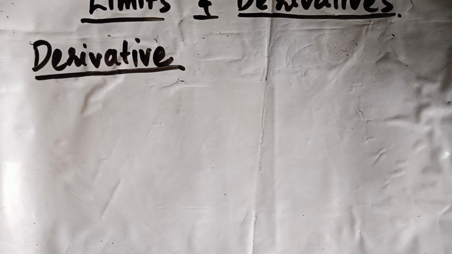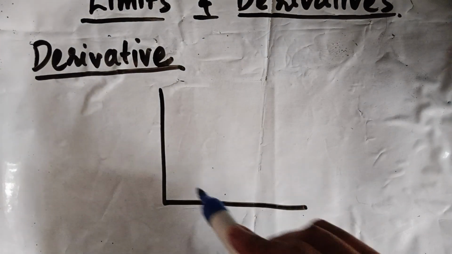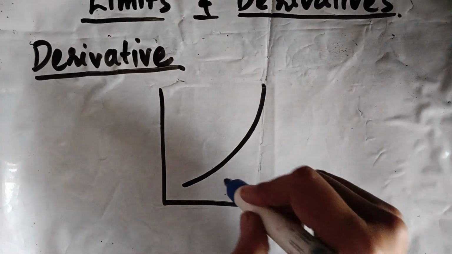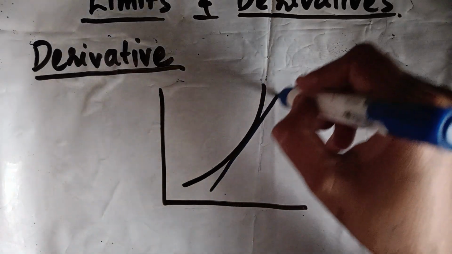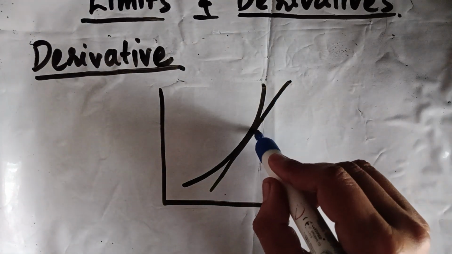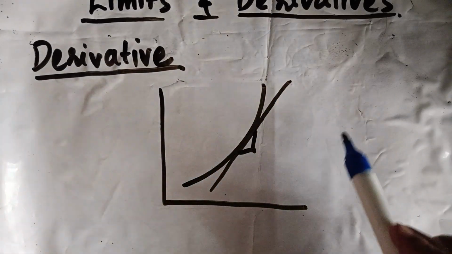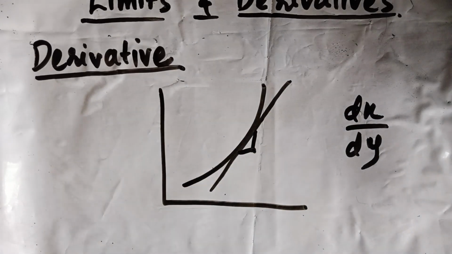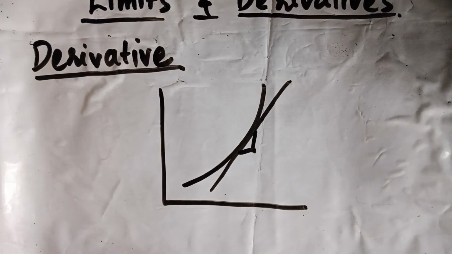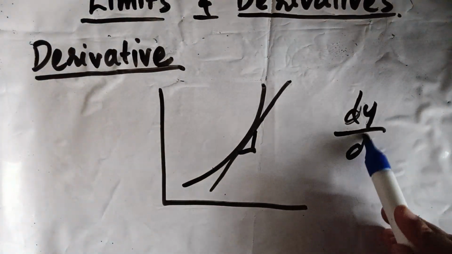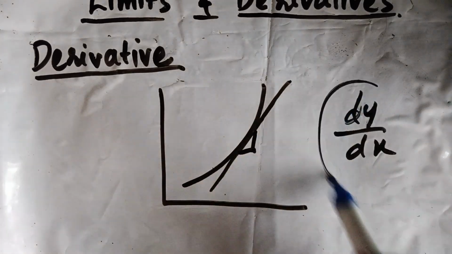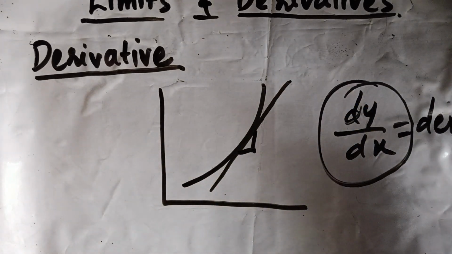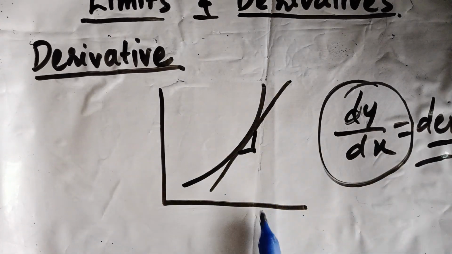So graphically, derivative is nothing but if you have a curve, say, okay. So if you draw a tangent to that curve, so the slope of this tangent is the derivative, that is change in y with respect to change in x. Slope is dy by dx. This is derivative. Okay. This is our geometrical interpretation.